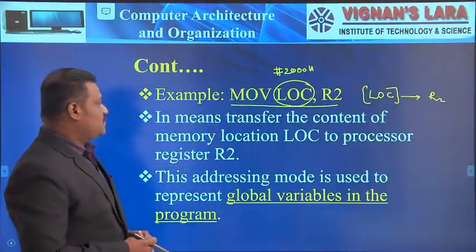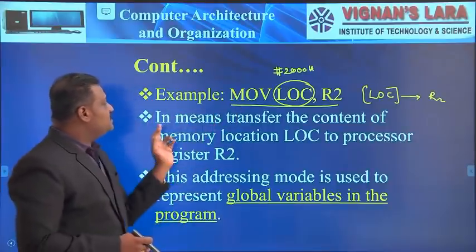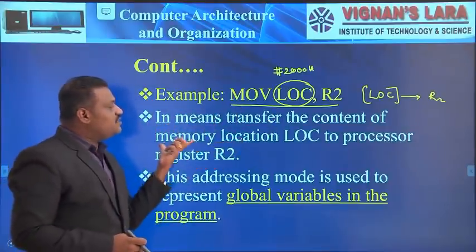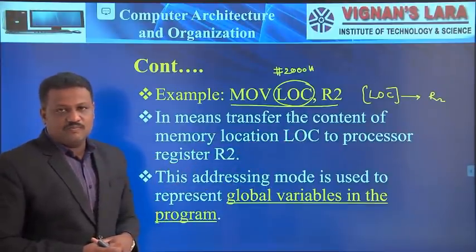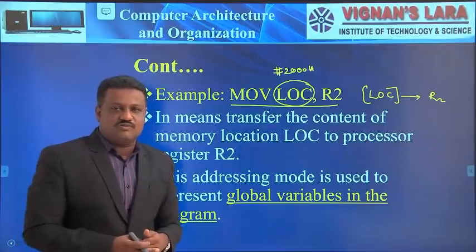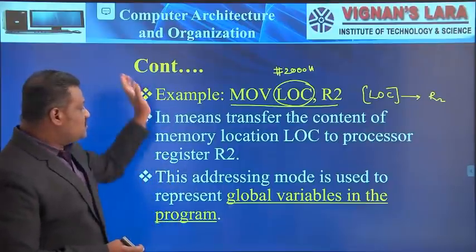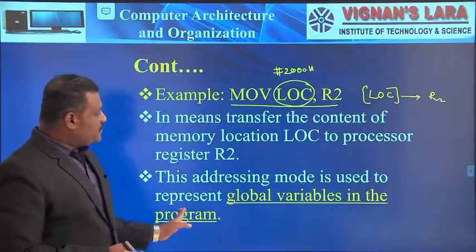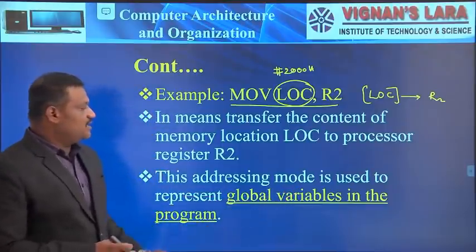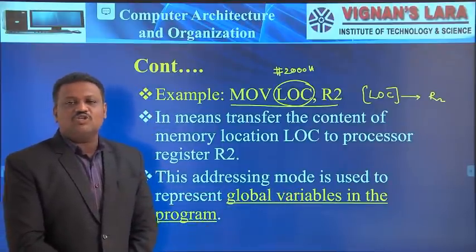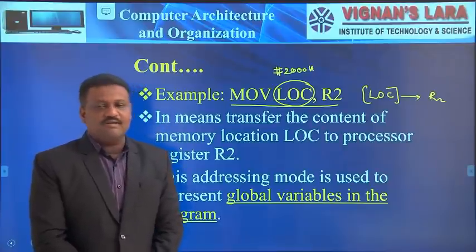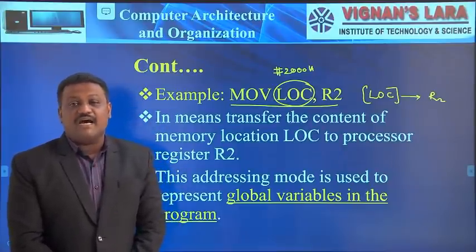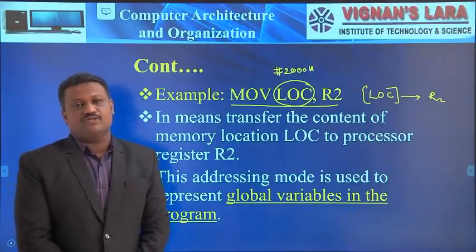So the same thing I have written here. It means transfer the content of memory location LOC to the processor register R2. Then where are we using this? That's the important thing. This addressing mode represents global variables in a program. If you want to represent global variables in a program, for that particular case, we take the help of this direct addressing mode and related instructions.